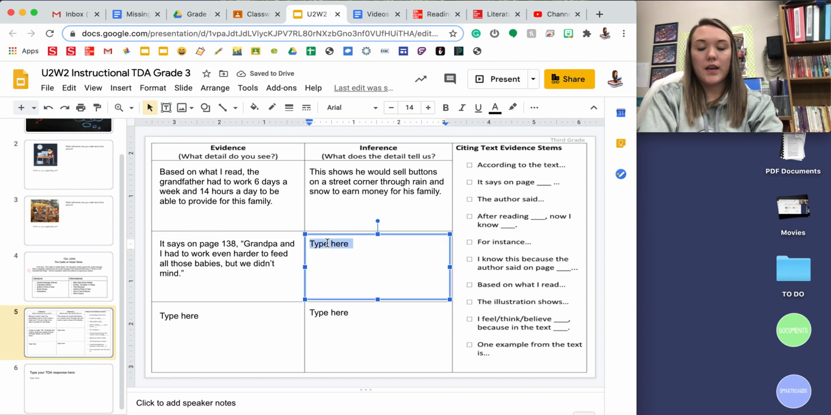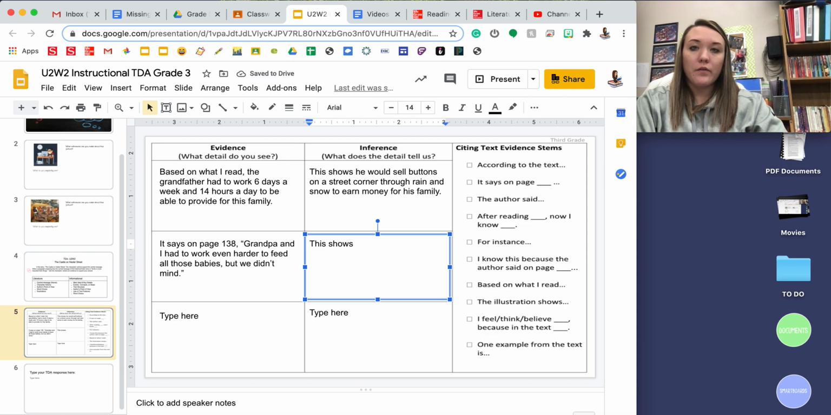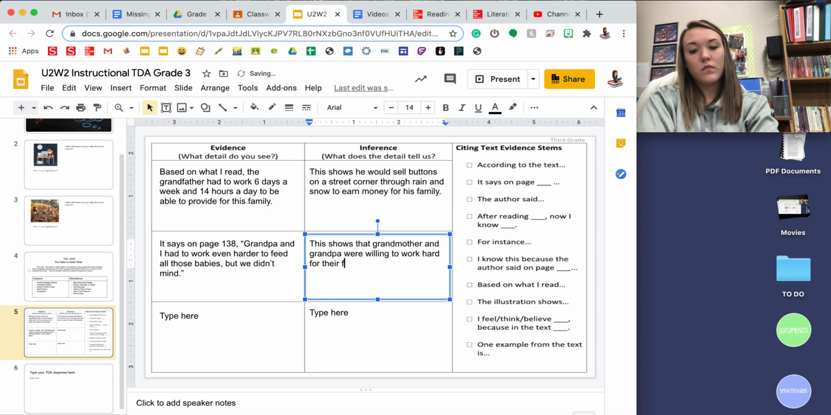Now I need to come up with an inference. My sentence starter for inferences is always this shows. So remember, an inference is explaining what the detail tells us. So this shows me that grandmother and grandpa were willing to work hard for their future. And I'm going to add and provide for their families.